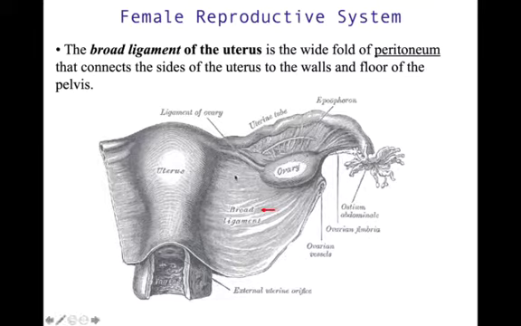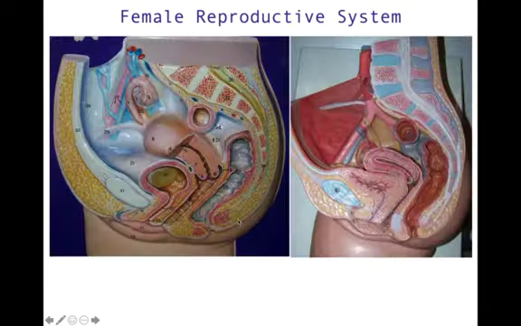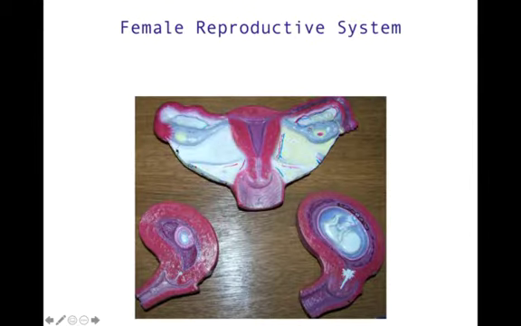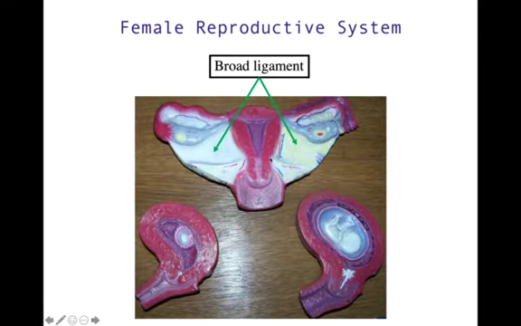Now, anchoring the uterus to the peritoneum, which lines the side walls and the floor of the pelvis, we have what's called the broad ligament. So anchoring the uterus to the sides, number 36 would be a broad ligament. Also 36 here is the broad ligament right there. And over here we can see the broad ligament. On this model here, we can see the broad ligament is here and also over there.